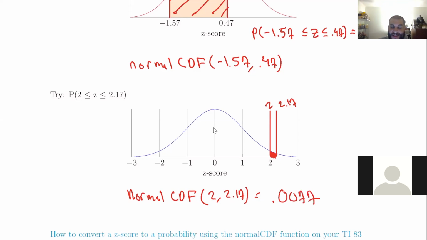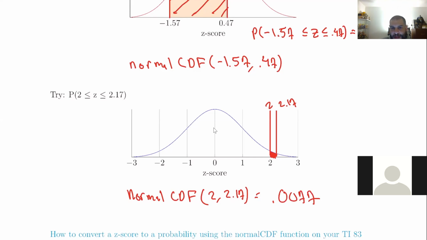Getting these probabilities is not that bad. All you have to know is the lower bound and the upper bound. If you keep on going to the negative side, or if you keep on going to the positive side, you just know that you want to utilize negative infinity and positive infinity.